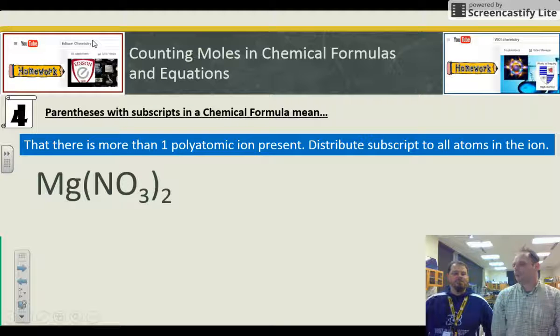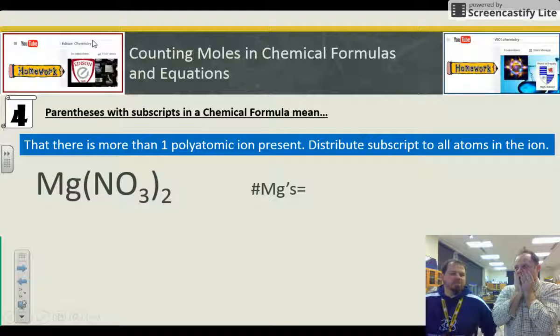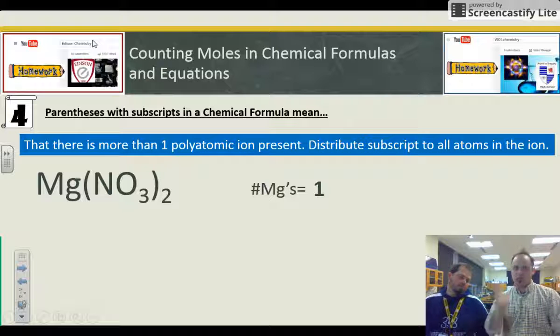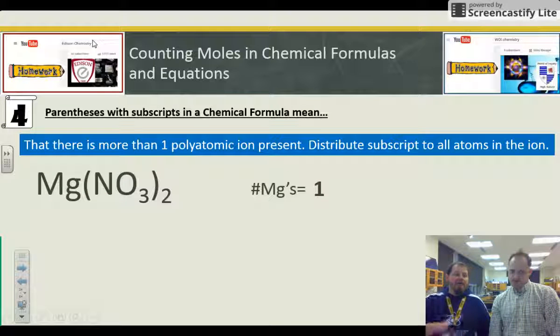All right, so let's count these atoms. There's no subscript after the Mg, so how many? 1, because I wrote Mg, so there's got to be at least one. Okay, there's 1 Mg. Now this is where it gets more complicated. There's 1 nitrogen? Wrong. There are 2 packets of NO3.